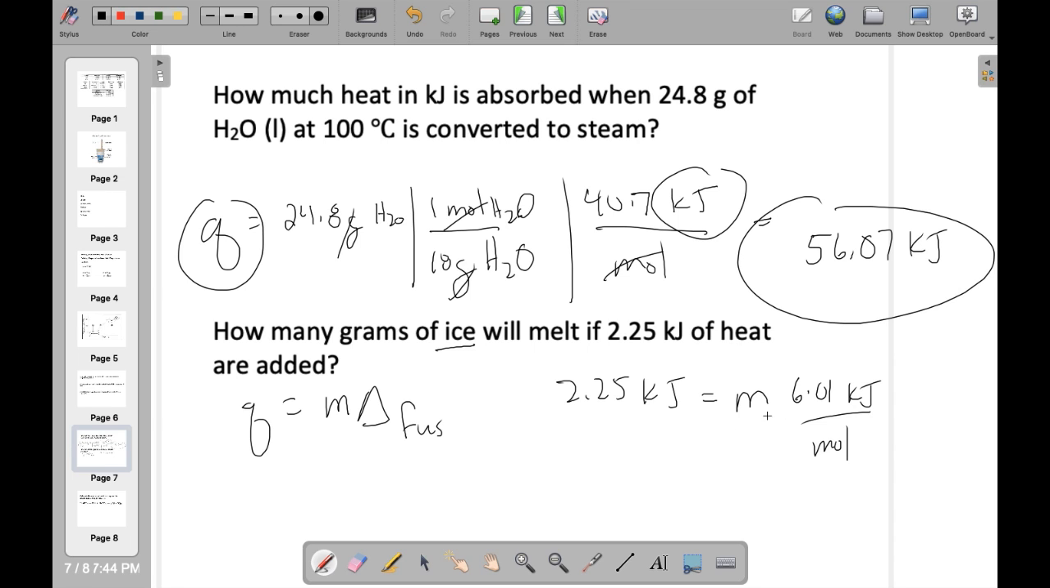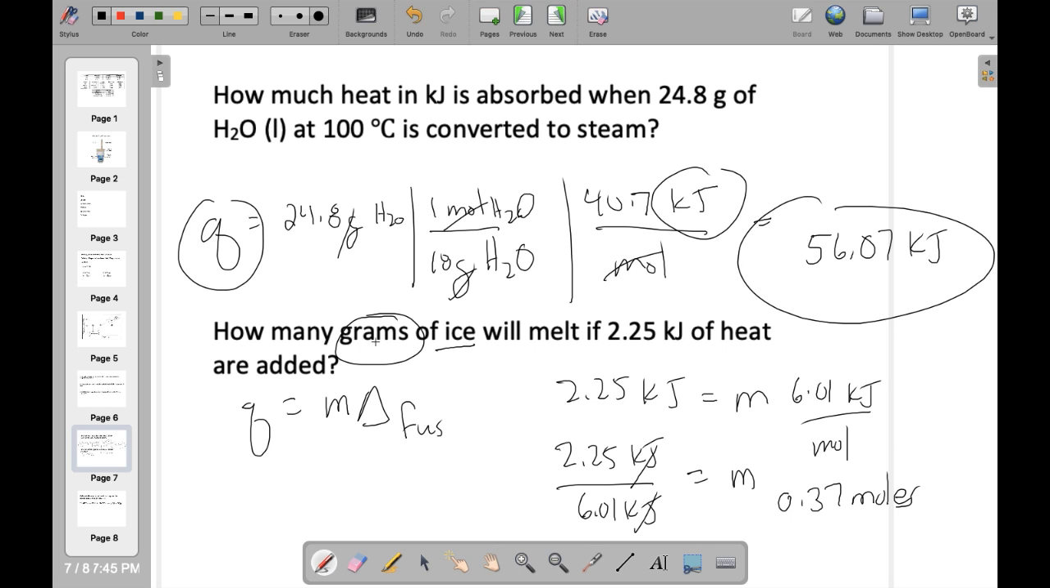And then, yet again, I have to get this M on one side. So actually, it's going to be M equals 2.25 kilojoules divided by 6.01 kilojoules per mole. And here's the weird thing about this. This is kilojoules per mole. So in the end, once I take 2.25 divided by 6.01, I'm going to get 0.37 moles. My answer is in moles, but I need grams.